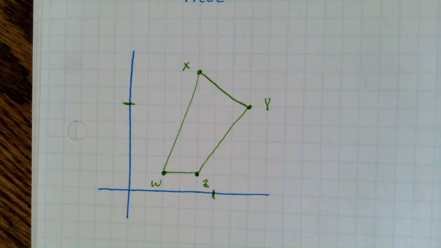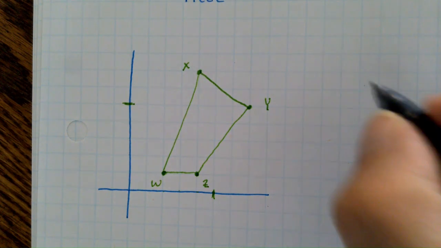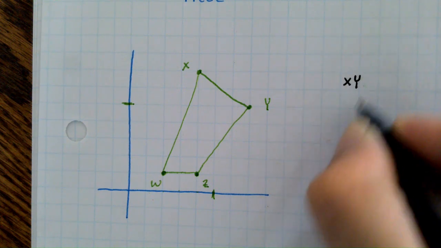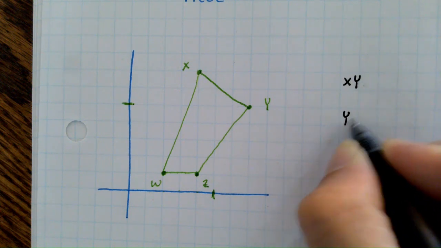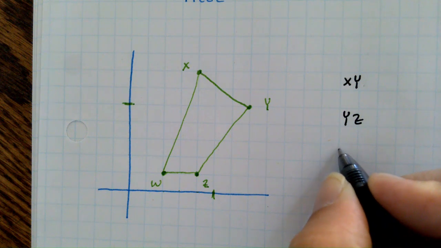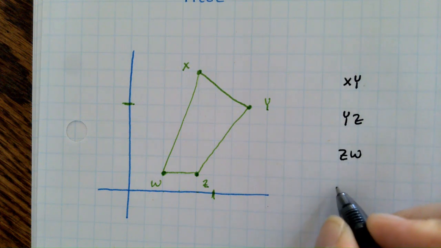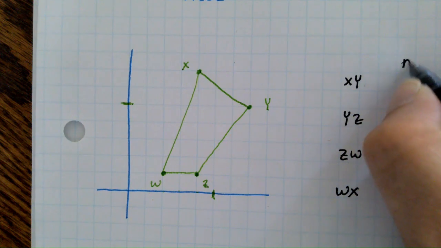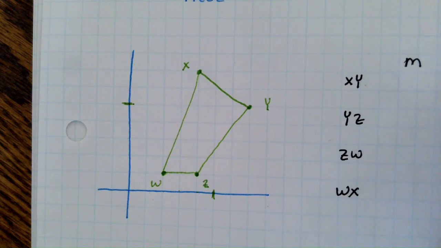So we need to find out our slopes so we can find out if anything is parallel or perpendicular. And we need to find out our length so we can find out if anything is congruent. So we have X to Y, Y to Z, Z to W, and W back to X. We need the slope and the length, or the distance.